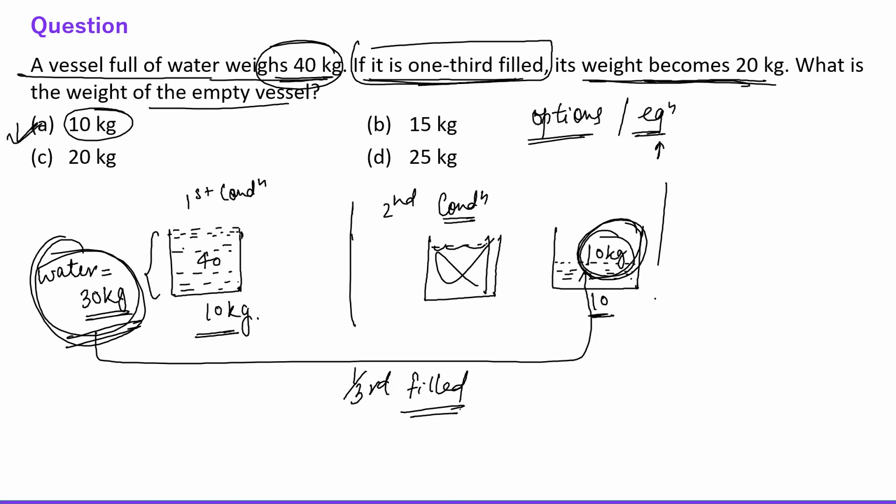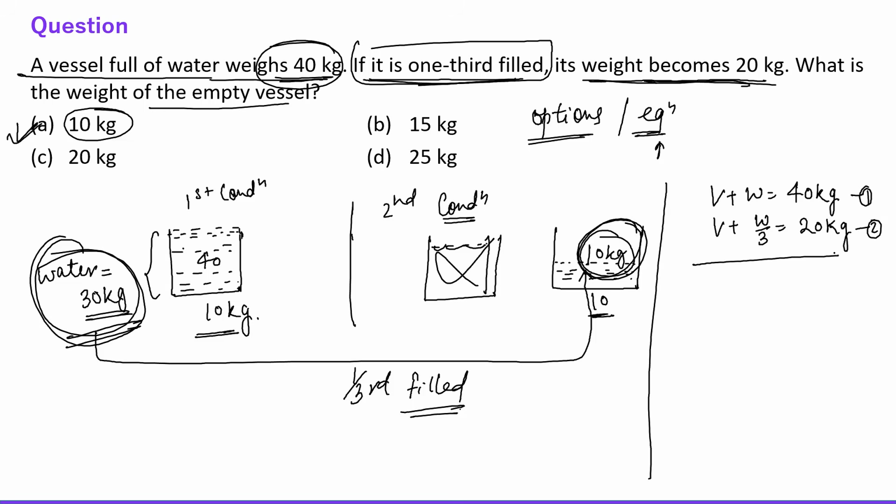Now if I want to solve this question with the help of equations: vessel plus water is equal to 40 kg. And now vessel plus water by 3 is equal to 20 kg. Second case, I repeat, vessel plus water is equal to 40 kg, and the second case is vessel plus water by 3 is equal to 20 kg. It is equation 1 and it is equation 2.